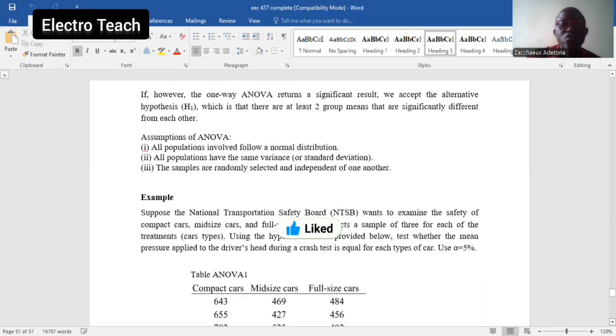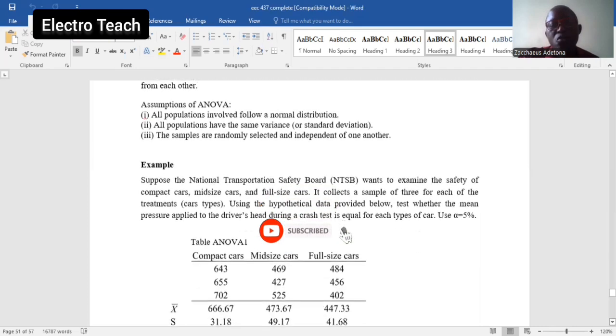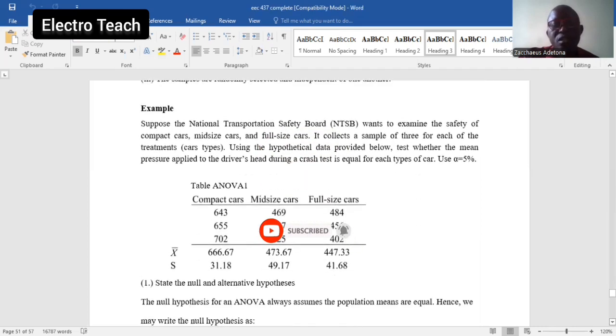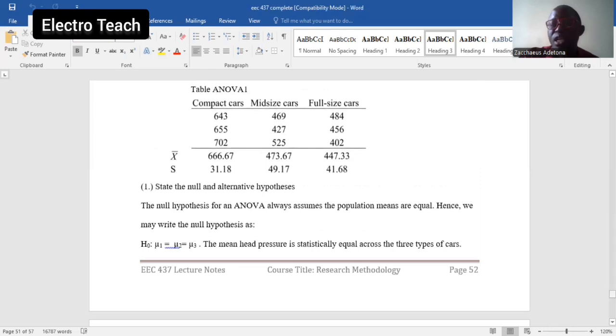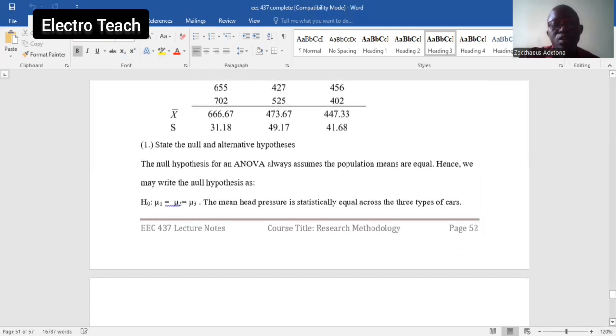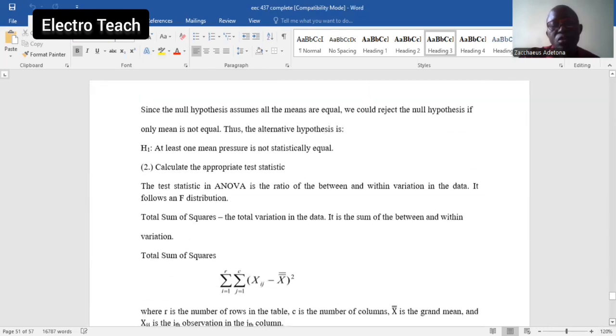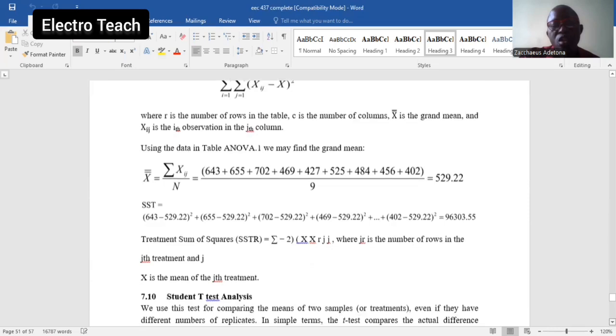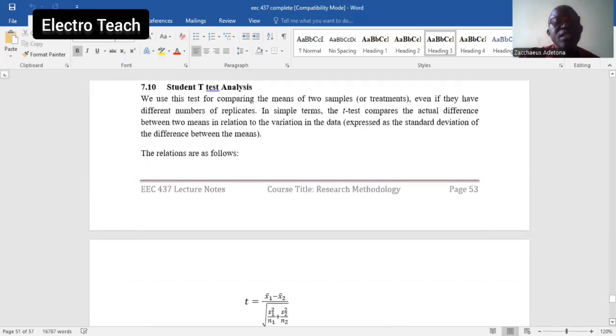So we are going to skip the worked example of ANOVA here because of the length of time it will take to finish that calculation. It's going to be so long. So I'm going on now to the t-test.